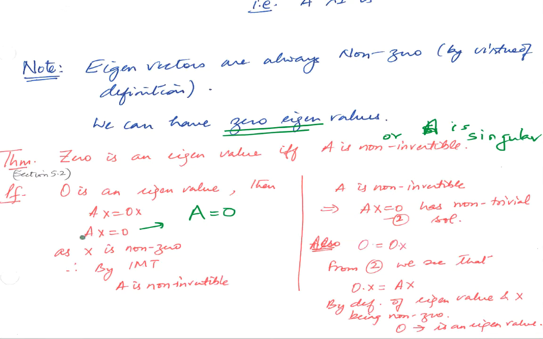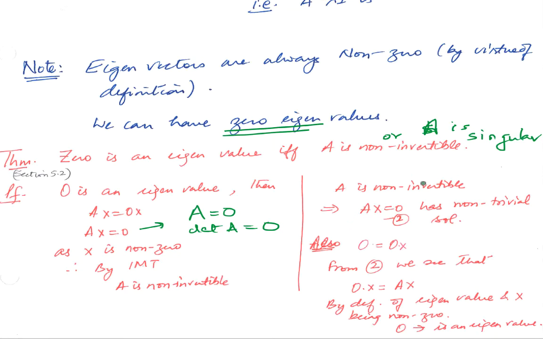X cannot be 0, then this has to be 0. If A is 0, that means what is the determinant, guys? My determinant is 0. Determinant is 0, that means my matrix is not invertible. Also, you can go by the IMT way. So anyways, whichever way you want to go, it's okay.